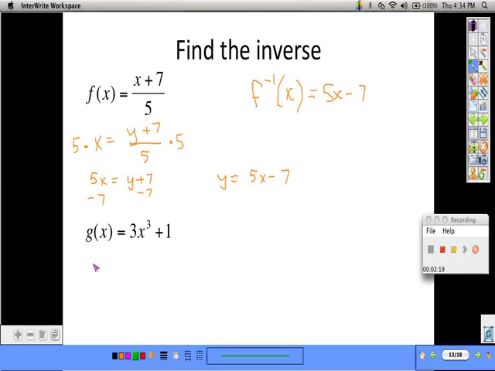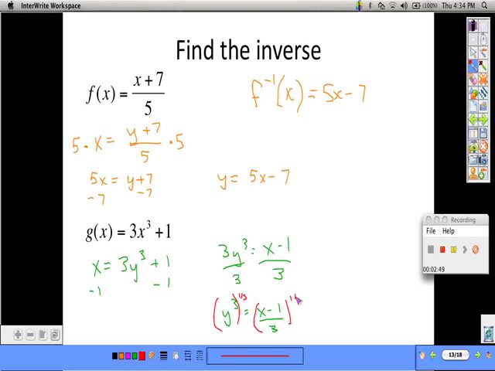The second one, same idea, x equals 3y cubed plus 1. We solve for y. Divide by 3. And now we have to get rid of the power, so we're going to raise to the reciprocal. So the inverse of g is equal to ((x minus 1) over 3) to the 1/3.